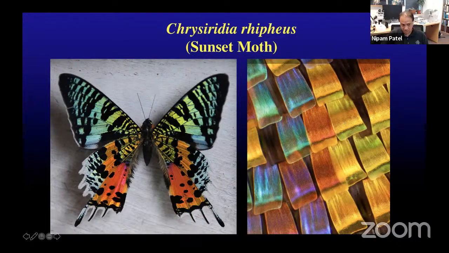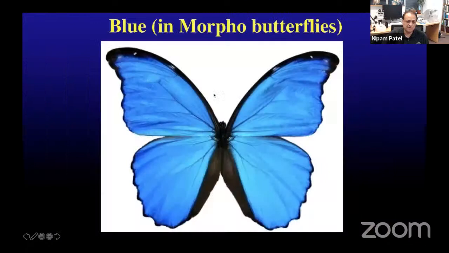And by controlling the relative thickness of those chitin layers in different areas of the wing, this butterfly or this moth can make all the colors of the rainbow using that phenomenon. Okay. So here's another very famous example. This is a blue morpho butterfly. These butterflies have this brilliant metallic blue color to them. They're quite common in different areas of Central and South America.